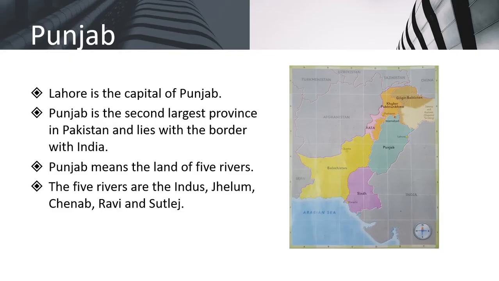Punjab. Lahore is the capital city of Punjab, and Punjab is the second largest province in Pakistan, which lies along the border with India. Punjab means the land of five rivers. The five rivers are Indus, Jhelum, Chenab, Ravi, and Satluj. On this map, you can see the Punjab province, which lies along the border with India.